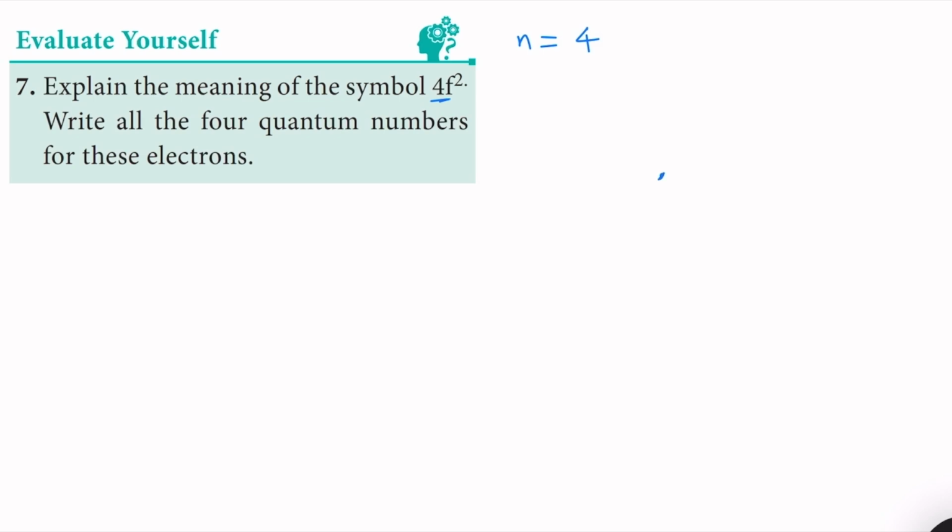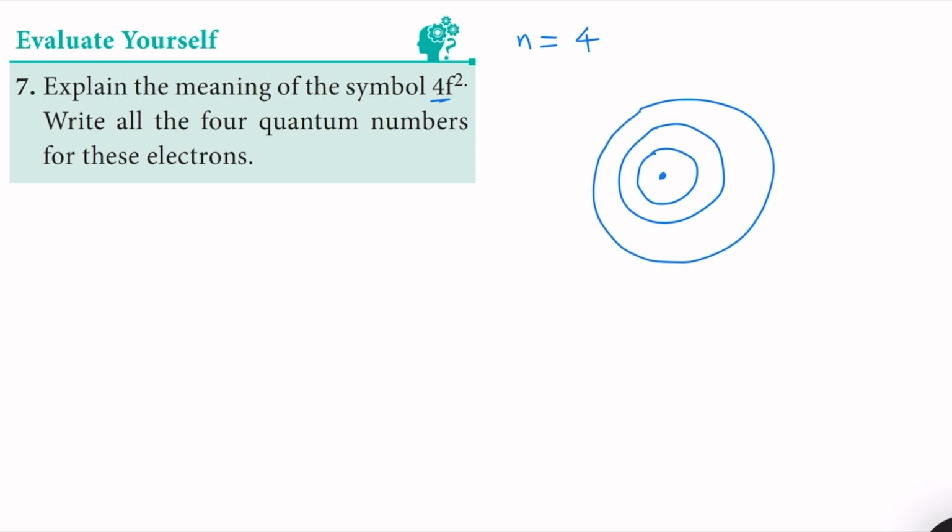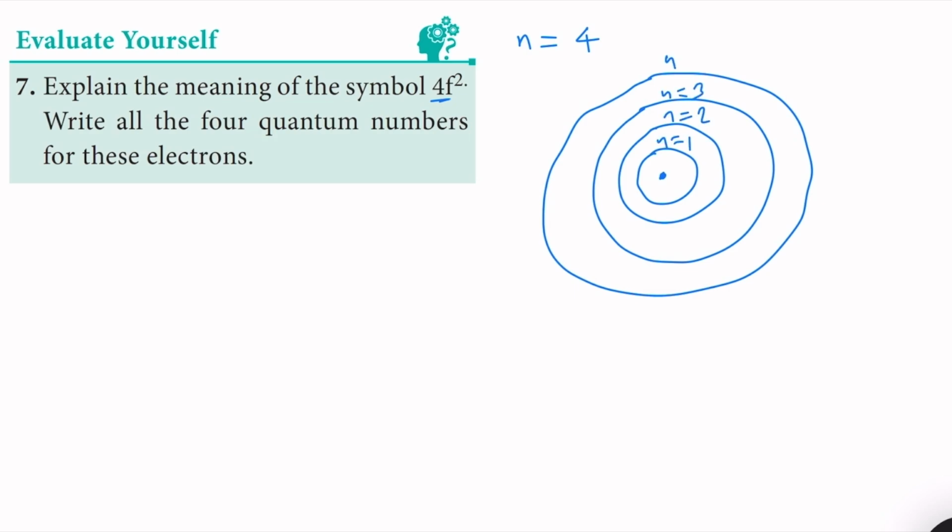Let us consider this is the nucleus of the element. This is orbit 1, this is orbit 2, this is orbit 3 and this is orbit 4. n equal to 1, n equal to 2, n equal to 3, n equal to 4. This is the K shell, L shell, M shell, N shell. We are in the N shell. These two electrons are in the N shell.